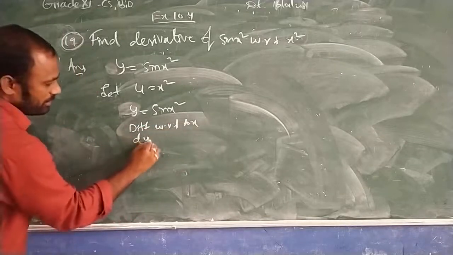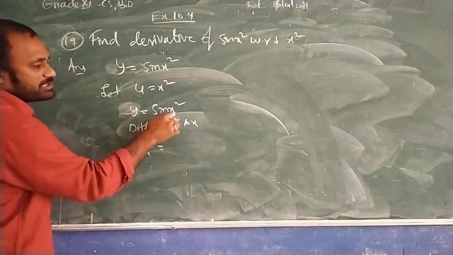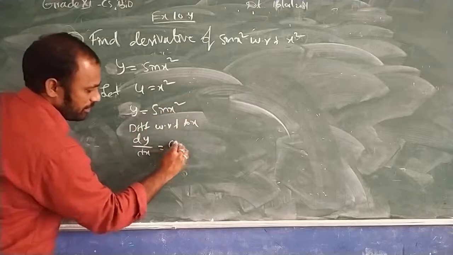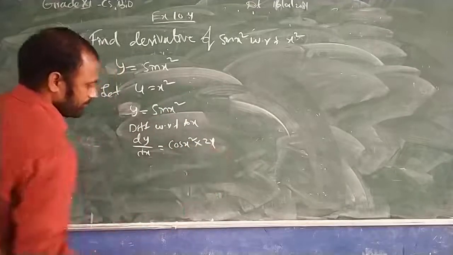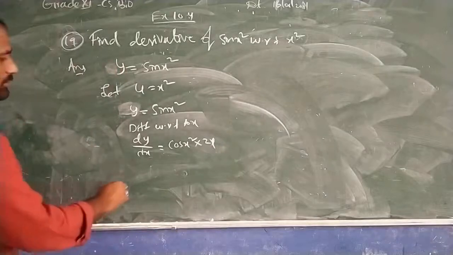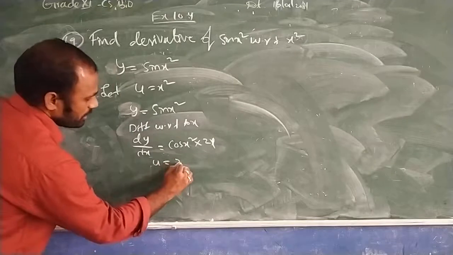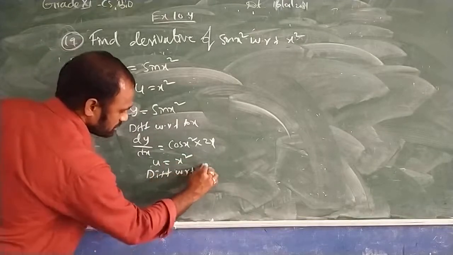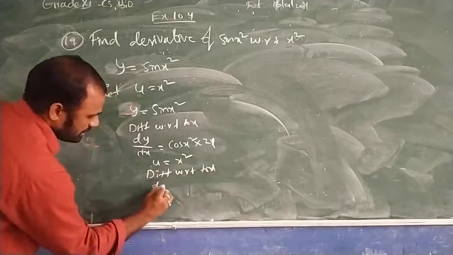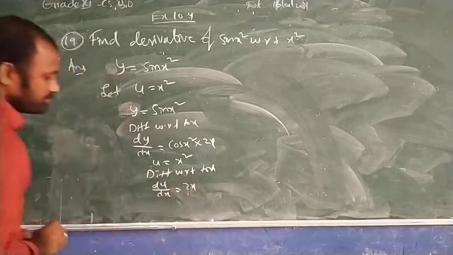So dy by dx is equal to, it is not sin square, it is sin x square. So the derivative of sin x square is cos x square, and the derivative of x square is 2x. Next we have a u function. u is equal to x square. Same differentiation with respect to x, so du by dx is equal to 2x.